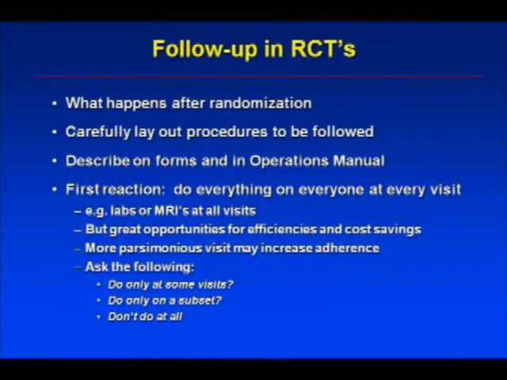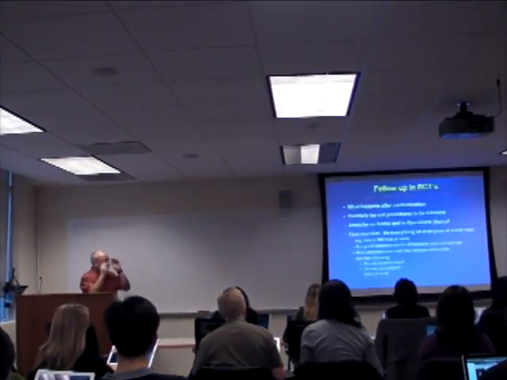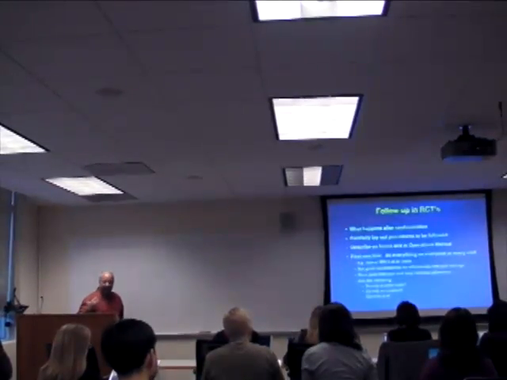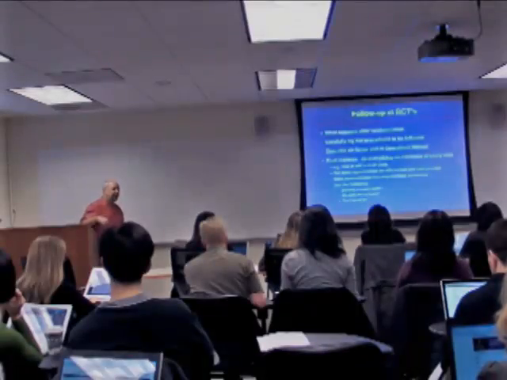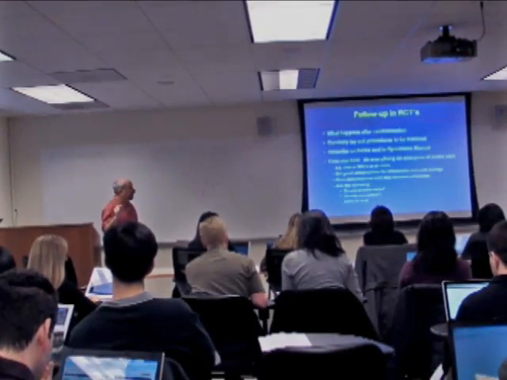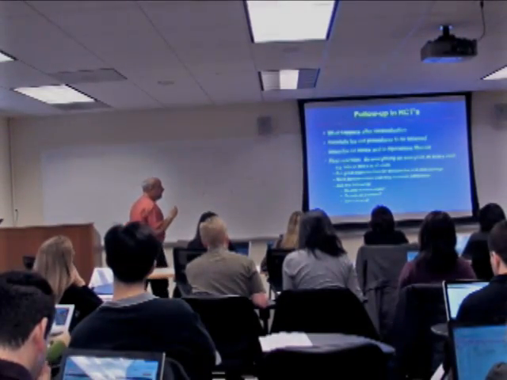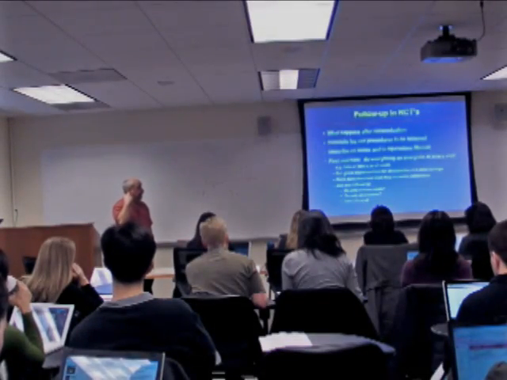Okay, so follow-up. So we've talked about subject selection and different kinds of things. So follow-up is now what happens farther along in the study after you randomize people. And obviously what you need to do when you're designing a trial is carefully lay out what the procedures are to be followed. I think we'll talk in a later lecture a little bit about efficiencies in clinical trials. And this is one of the areas where you can really gain a lot of efficiencies and save a lot of money by being very parsimonious about how you do measurements.